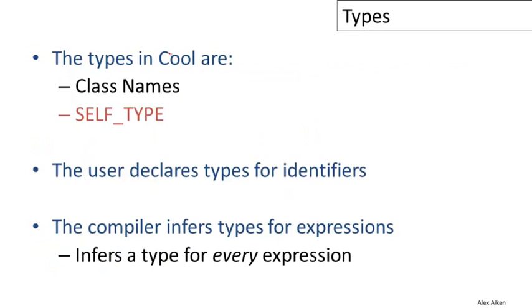Now, COOL is a statically typed language, and the types that are available in COOL are the class names. So every time you define a class, you define a new type, and there is the special reserved symbol SELF_TYPE, which we'll be talking about in a separate video all of its own. And the way COOL works is that the user declares the types for identifiers. So for every identifier, you have to say what its type is. But then the compiler does the rest of the work. The compiler infers the type for expressions. And in particular, the compiler assigns a type to every single expression in the program. So we'll go through the entire abstract syntax tree, and using the declared types for identifiers, it will calculate a type for every expression and sub-expression.